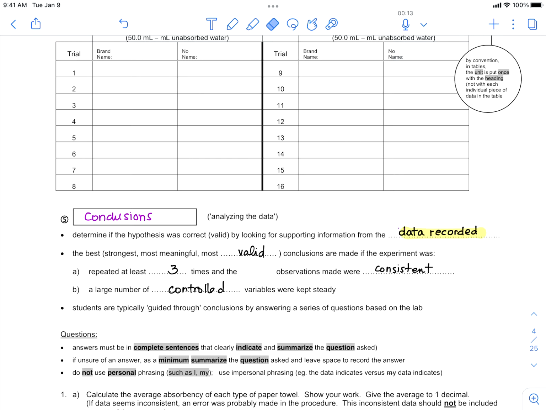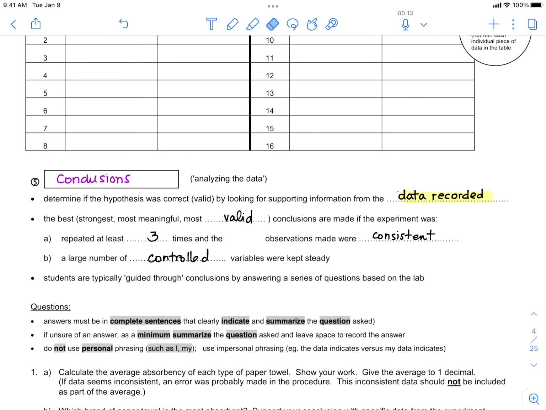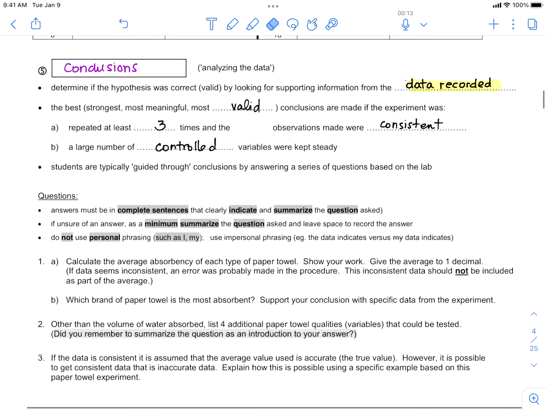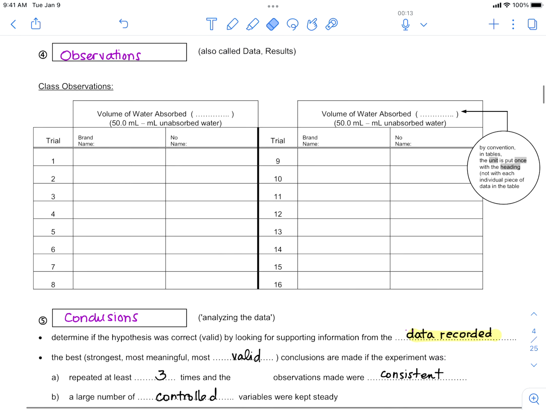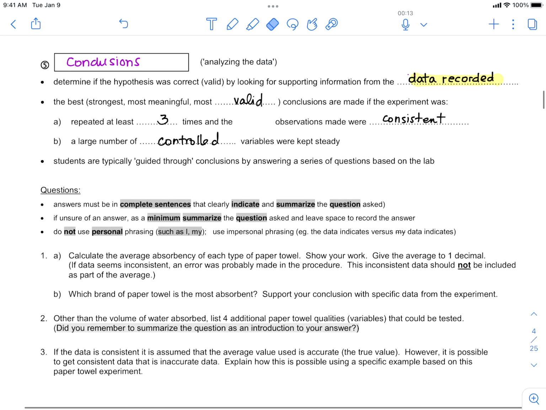Students are typically guided through conclusions by answering a series of questions, and of course that's what you'll notice for this lab, down here. So after you take care of the sample data for the class observations, you can answer these questions.